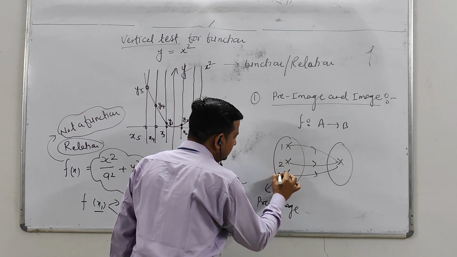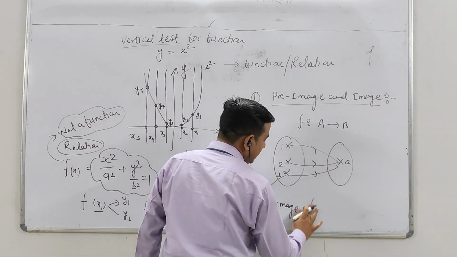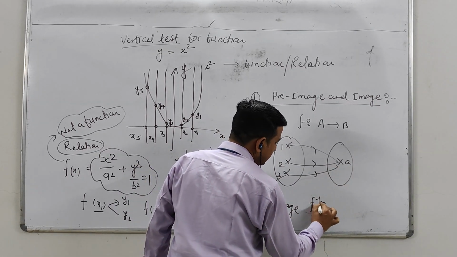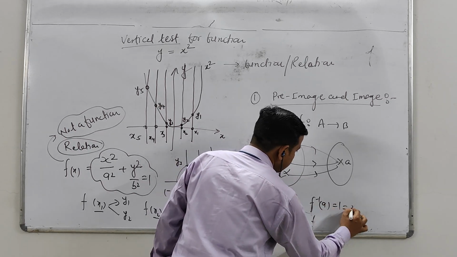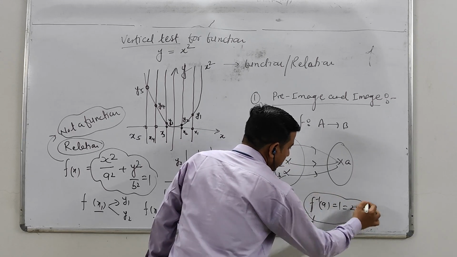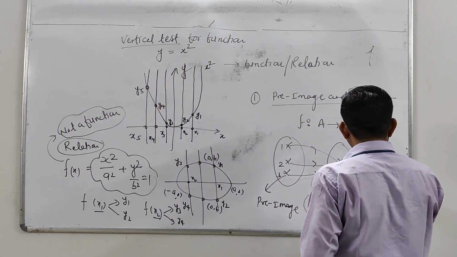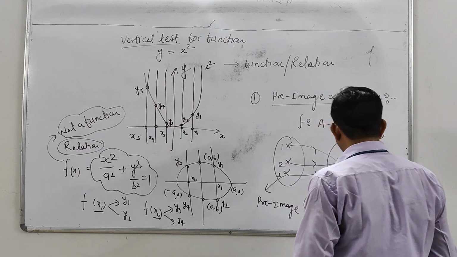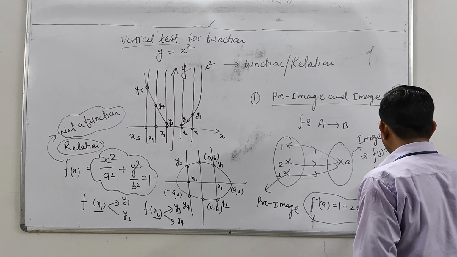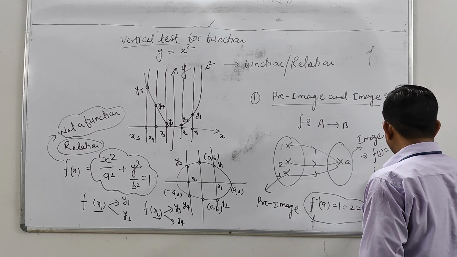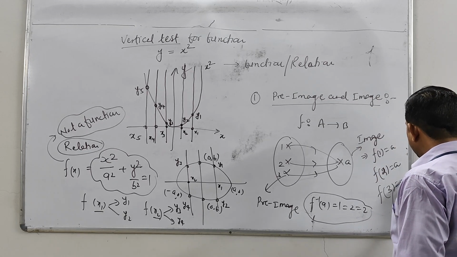Suppose they are 1, 2, 3, and this is a. The pre-image of a is written like this: f inverse of a equals 1, 2, 3. And the image: in the concept of image, these are the pre-images and these are the images. The image of 1 is a, the image of 2 is also a, and the image of 3 is also a.